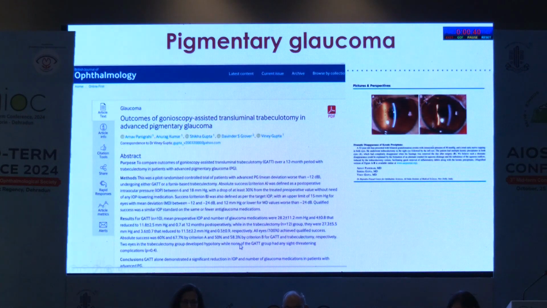Recently we've also published a case series on GATT in advanced pigmentary glaucoma, and we compared these patients with our TRAP patients in advanced pigmentary glaucoma, and we saw that the results were equivalent. The number of medications that they were on and the IOP were almost similar in the two groups.